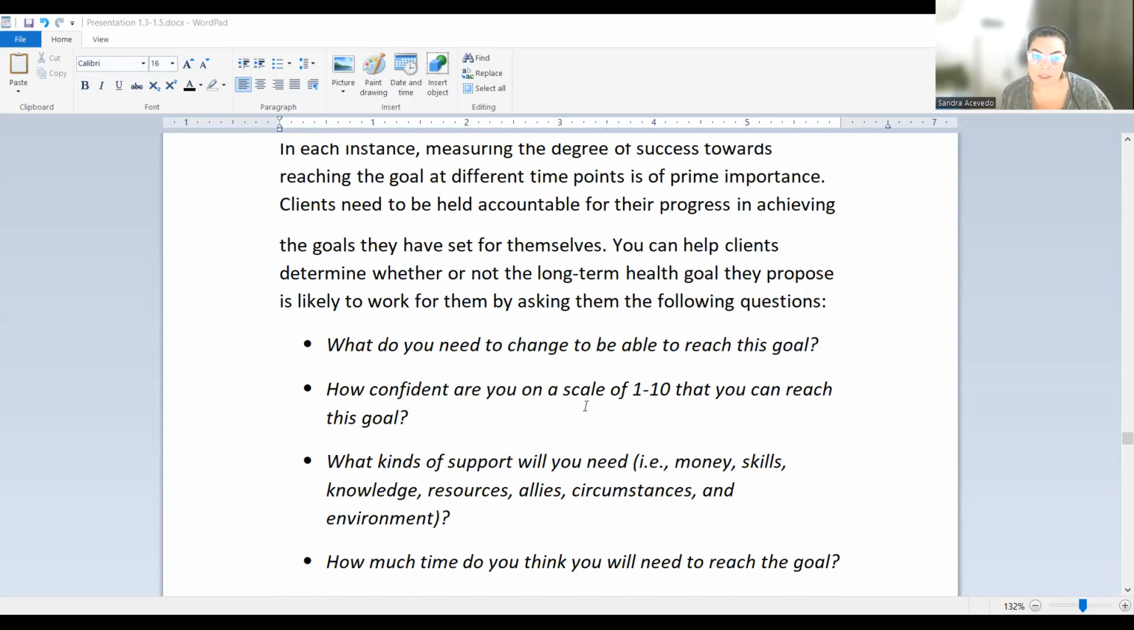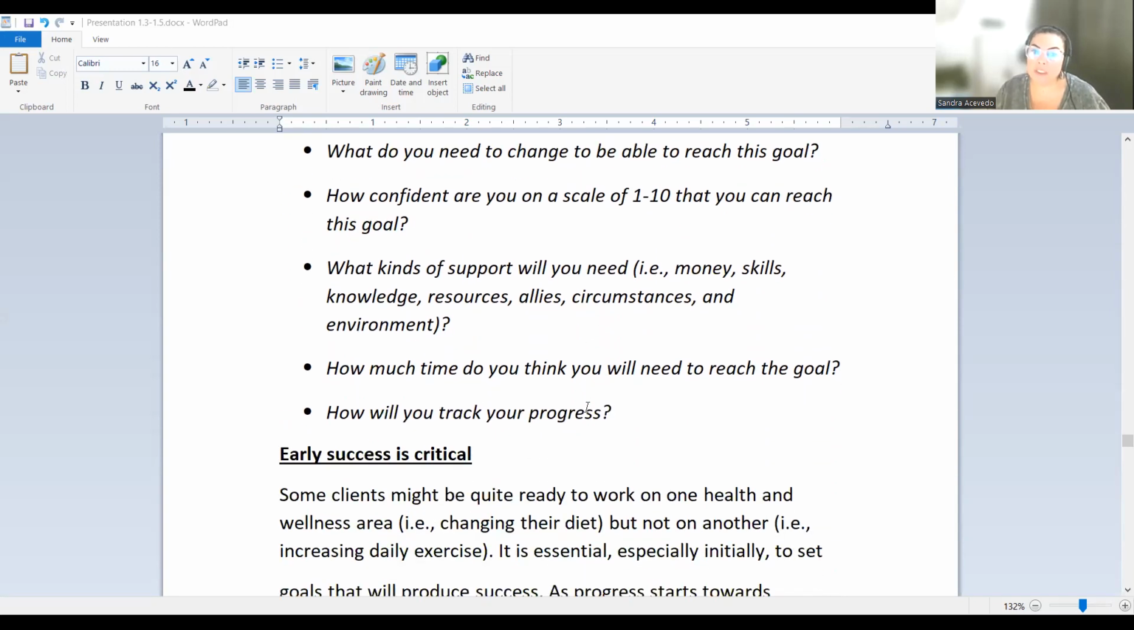Coaches can help clients determine whether or not the long-term health goal they propose is likely to work for them by asking the following questions. What do you need to change to be able to reach this goal? How confident are you on a scale of 1 to 10 that you can reach this goal? What kind of support will you need? For example, money, skills, knowledge, resources, allies, circumstances, and environment. How much time do you think you will need to reach the goal? How will you track your progress?